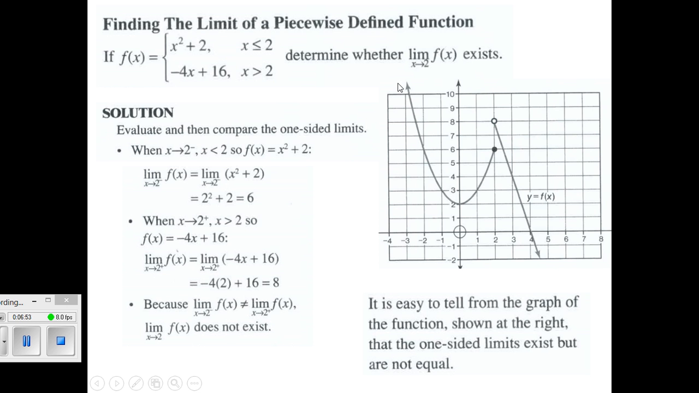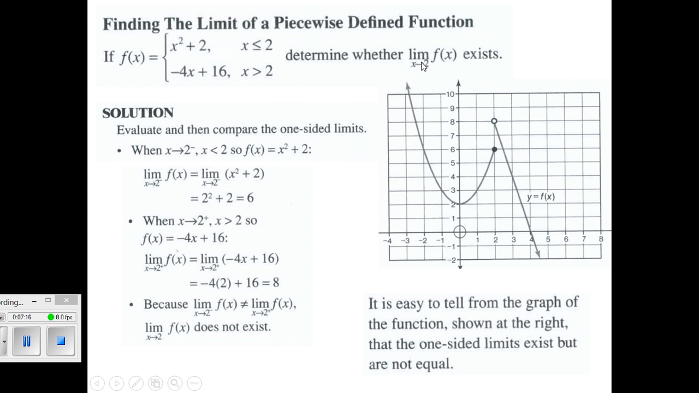So the question is, what is the limit as x approaches 2? Visually, we see they're disjointed. Going from the left and the right, they don't come together at the same value like we saw with the previous one. So visually, we're going to say, yes, looks like the limit doesn't exist. Let's pretend we don't have the picture. We're just going to look at the function.